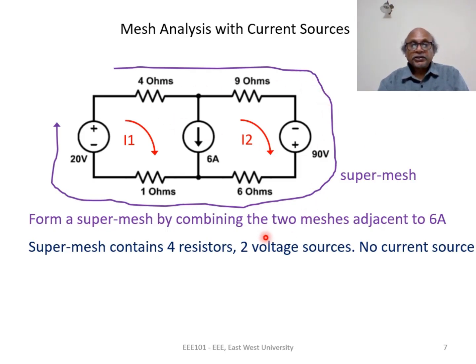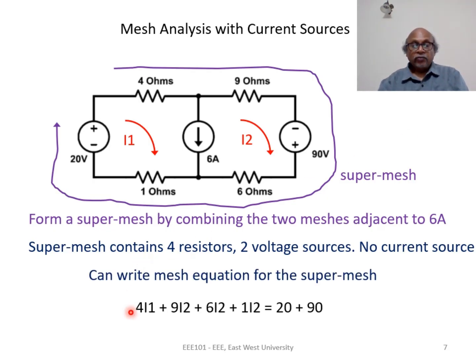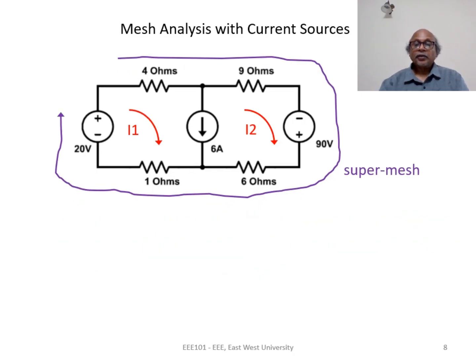For this reason, it is possible to write the mesh equation in a straightforward way. For the 4 resistors, the voltages will be 4I1, 9I2, 6I2 and 1I1. There are 2 voltage sources, both are voltage rise, hence they are positive on the right hand side. So this is the equation that we get. By combining two meshes into one super mesh, we have obtained one equation. We now need another equation.